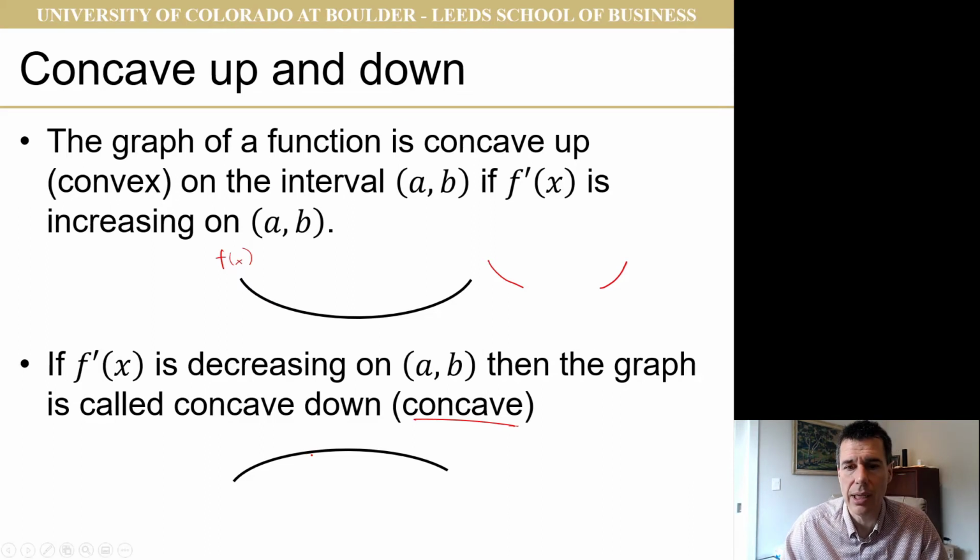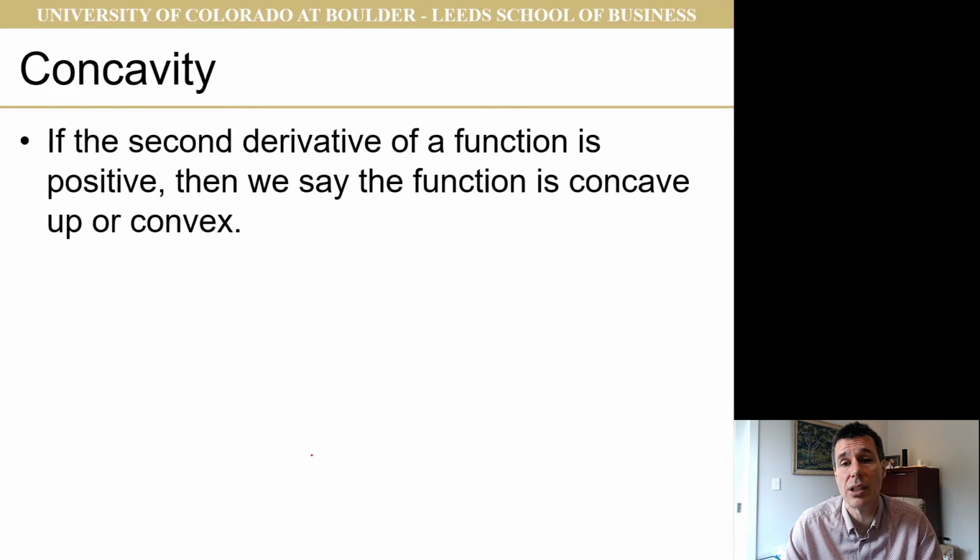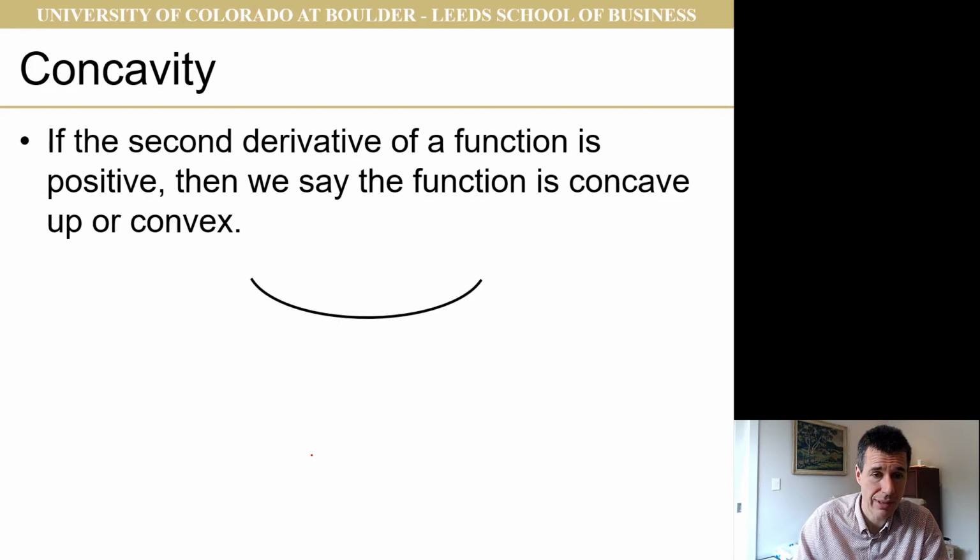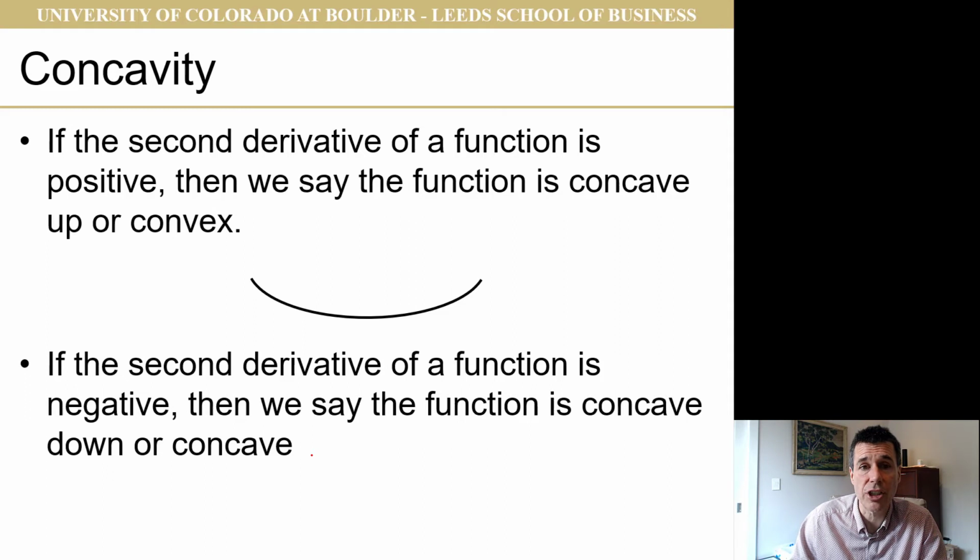Now, we've just talked about increasing and decreasing derivatives of a function. We can think about increasing and decreasing by taking the derivative. So let's rethink about this. If the second derivative of a function is positive, then we say the function is concave up or convex. Same thing, just slightly different terminology, same thing we just said in the last slide. If the second derivative of a function is negative, then we say the function is concave down or concave.